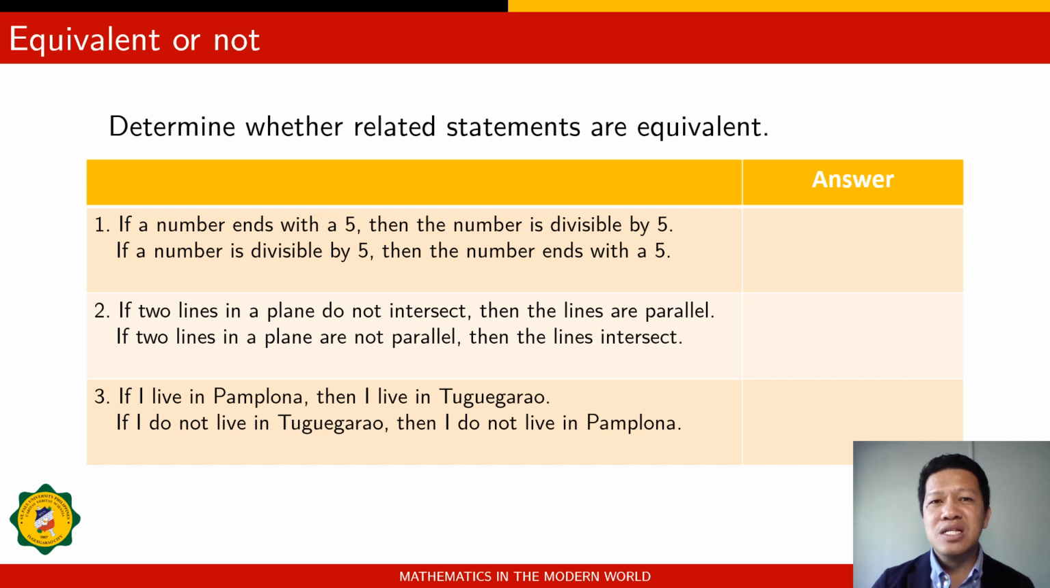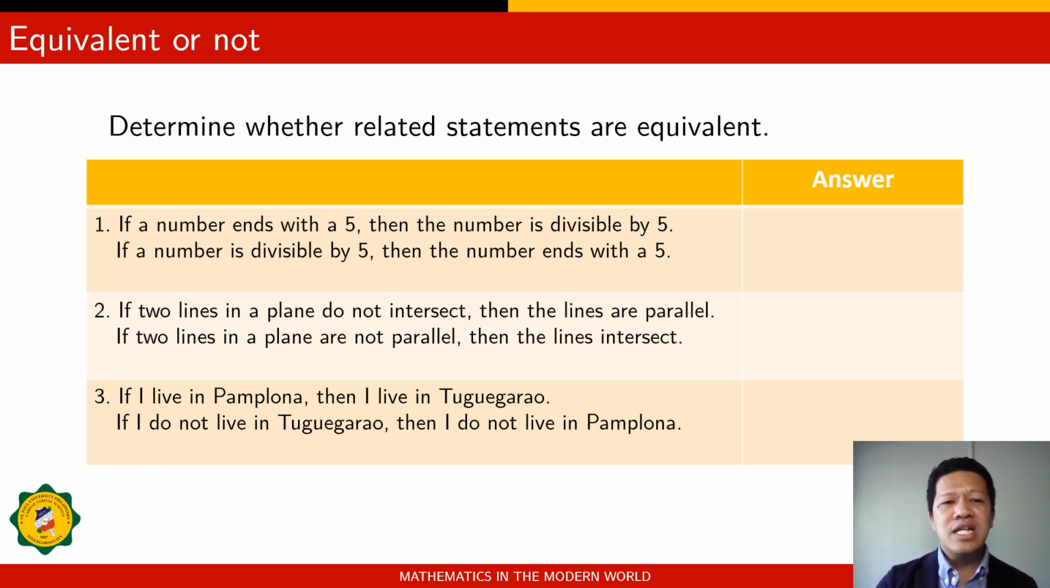So maybe that's the first thing that we're going to determine. Given the first statement, the conditional, we will have to determine whether the second statement is the inverse, converse, or contrapositive, so that we can determine whether the two given statements are equivalent or not. Remember, equivalent statements are the conditional and contrapositive, and the other pair is the converse and the inverse. So let's try number one.